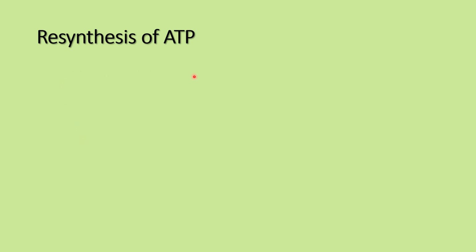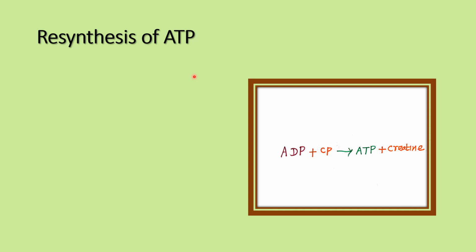The resynthesis of ATP occurs by creatine phosphate present in the muscle. Creatine phosphate is stored in the muscle. That creatine phosphate combines with ADP, and it forms ATP and creatine and energy.